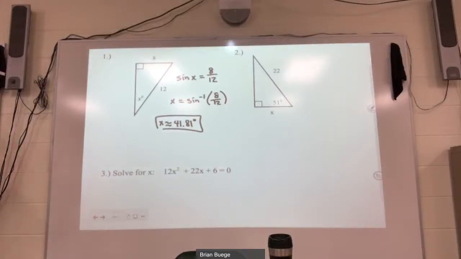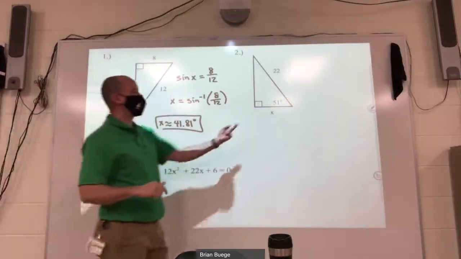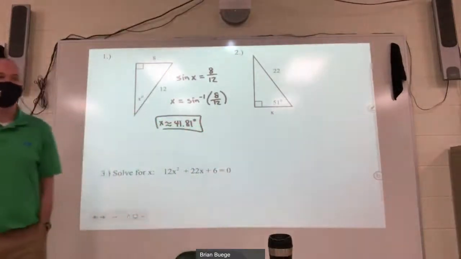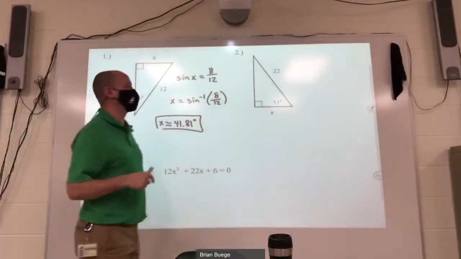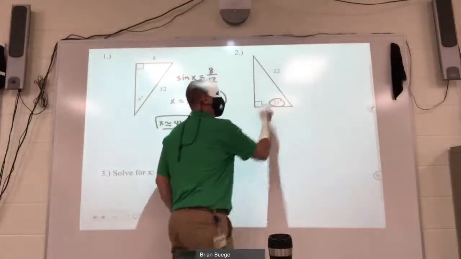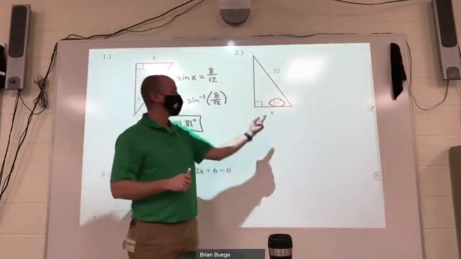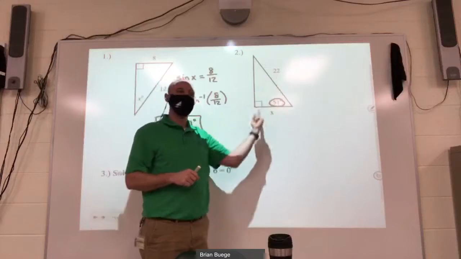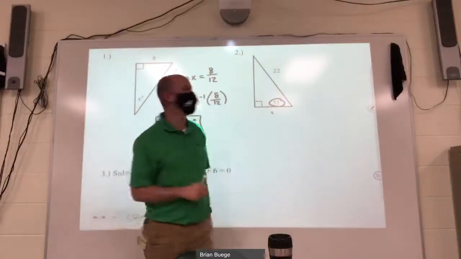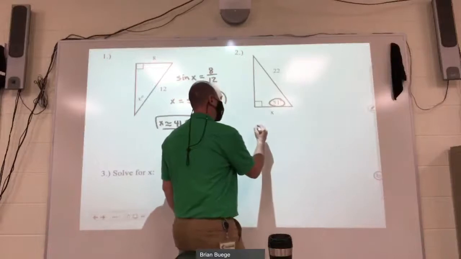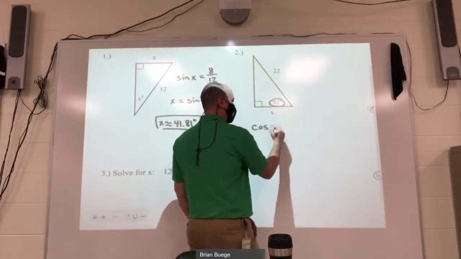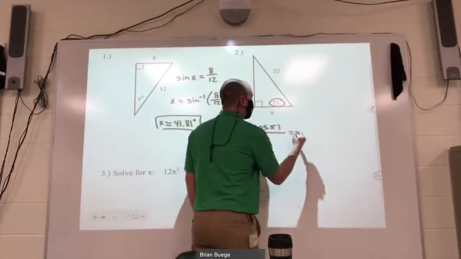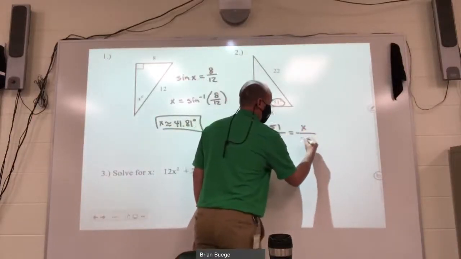We take a look at the second one, also a trig problem. The only difference is now I'm looking for a side length, so I don't have to use inverse trig in this one at all. I can just use regular right triangle trigonometry. So if 51 is my angle that I'm using, my reference angle, x is the adjacent leg, 22 is the hypotenuse, and adjacent and hypotenuse, that's your cosine ratio. So if we set that one up, we get the cosine of 51 over 1 equal to, by definition, adjacent over hypotenuse.